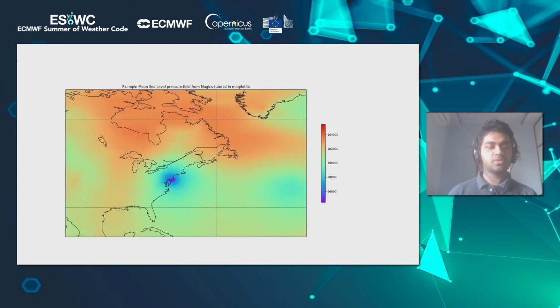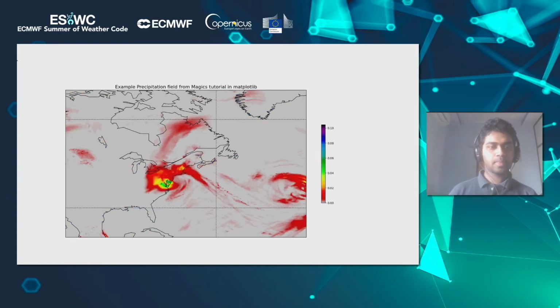Here I've used one of the files which is available in the ECMWF data repository, and this is the mean sea level pressure field. The colors are not really up to the level of what we get in Magics, but it's still a good way to present it, and at least we can see some things with Matplotlib. Next slide. This is the precipitation field. Again with Matplotlib, which we have in the Magics tutorial, but in a much better way. Next slide.